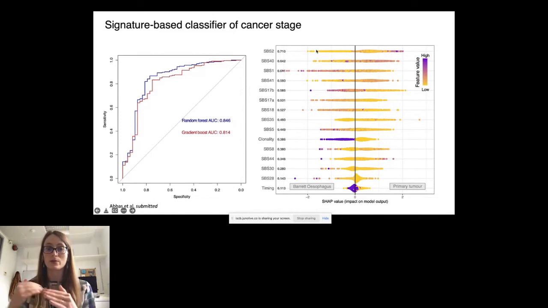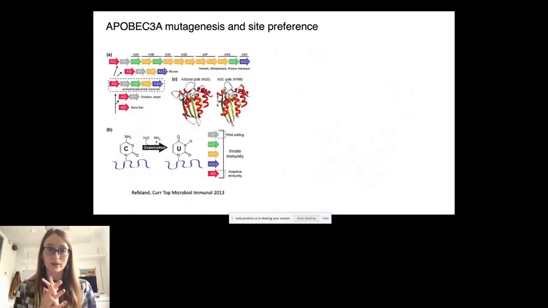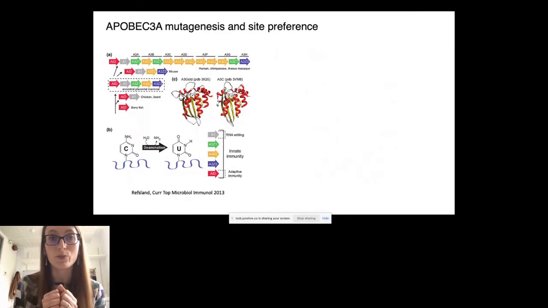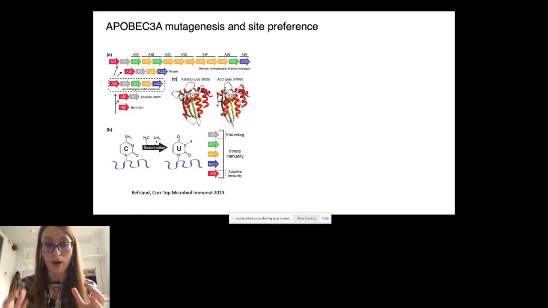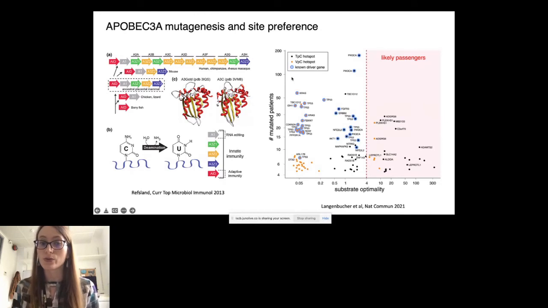This seems to be the most important one in distinguishing the two stages, and it seems to be more prevalent in primary tumors. Now, SBS2 is linked with APOBEC mutagenesis. APOBEC is a family of enzymes that is also involved in viral processes, in viral infection, and it induces cytidine deamination in the genome. It's quite prevalent in cancer. We definitely see it in our cohort, and it's also been shown to be linked with certain mutational hotspots.